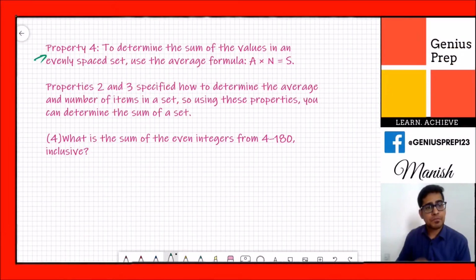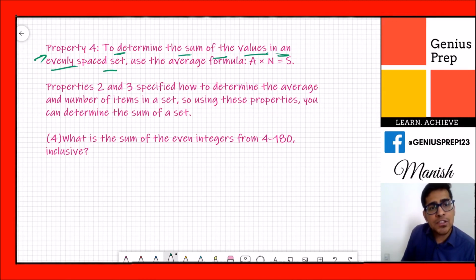Now the fourth property is a combination of property 3 and property 2. In property 2 we talk about how to find the average. In property 3 we find how many terms or integers there are. So property 4 is the combination of both of them. We use properties 2 and 3 in property number 4. Property number 4 is to determine the sum of the values in an evenly spaced set using the average formula.